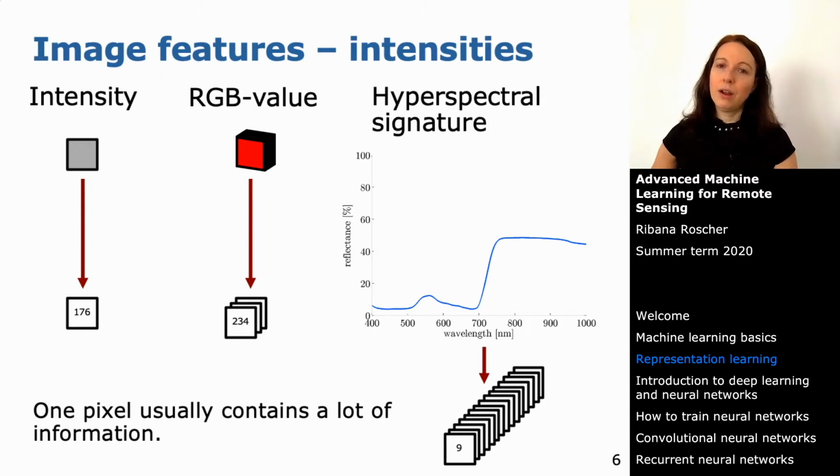And if you have even a sensor which gives you a higher spectral resolution, you end up with multispectral data or hyperspectral data. So you have a lot of feature dimensions, and here per pixel you have a lot of information about the spectral characteristic of this pixel. So one pixel usually contains a lot of information, and of course you can have different sensors and combine the data, and then you have even more information for a specific position.